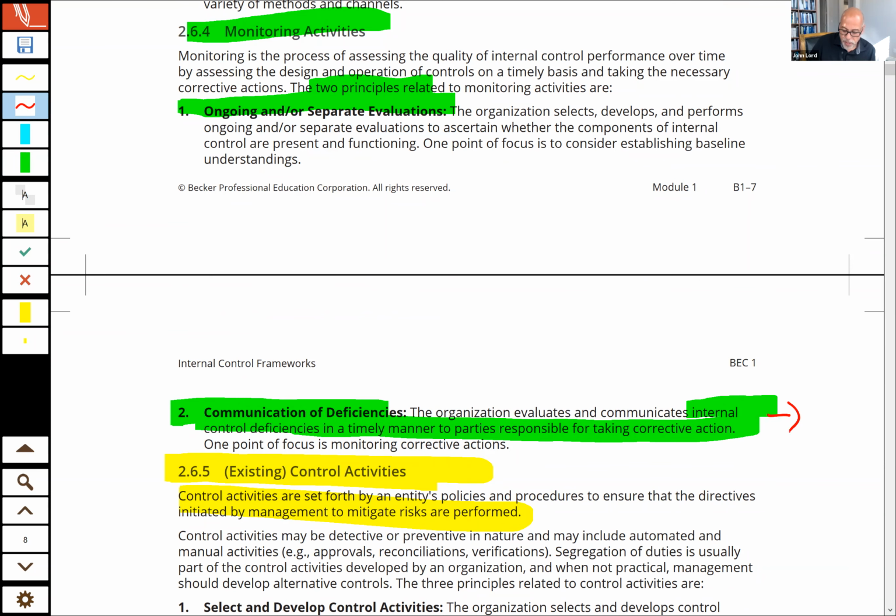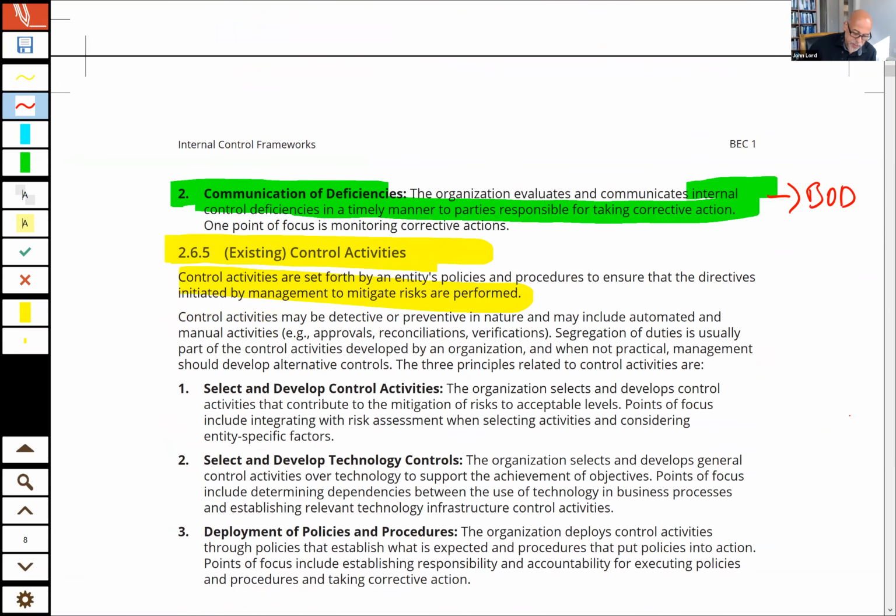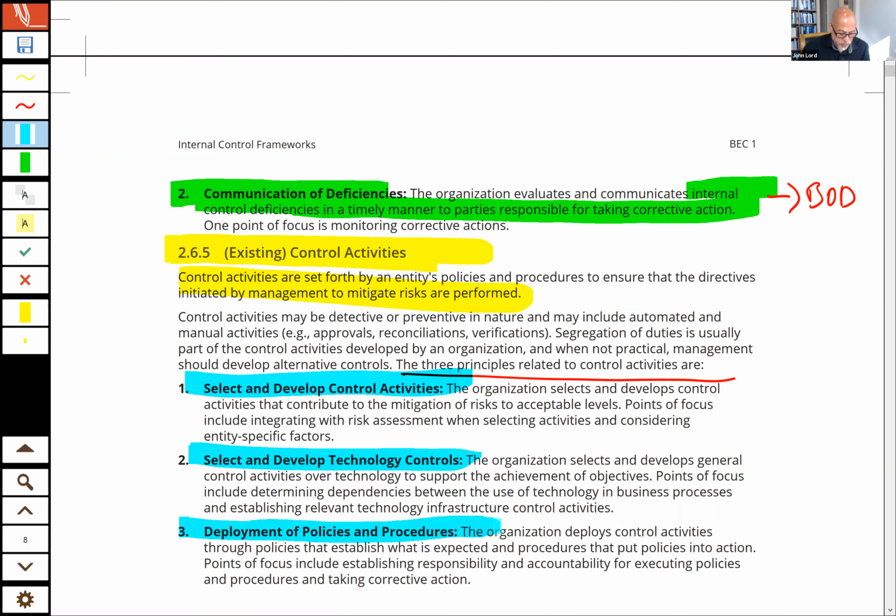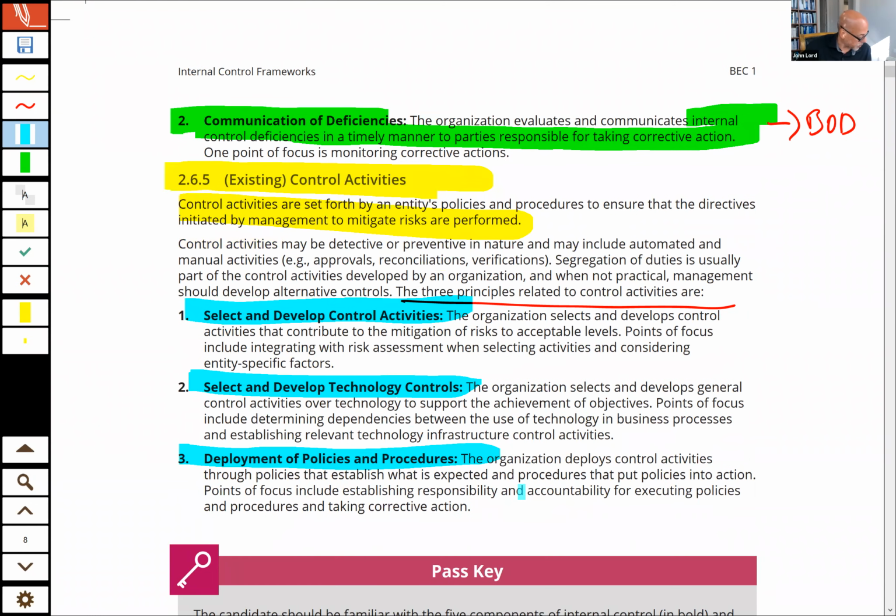And corrective action would probably go up to the board of directors, or they would be informed of that. And then there'd be an expectation that management would take corrective actions. Okay. And then for the existing control activities, which again is not the last part, monitoring is, we would go ahead, select and develop the control activities, develop technology controls, develop policies and procedures. I think that's self-explanatory.